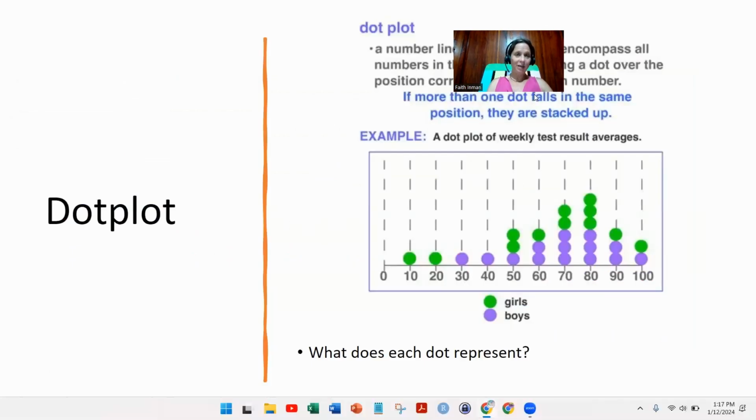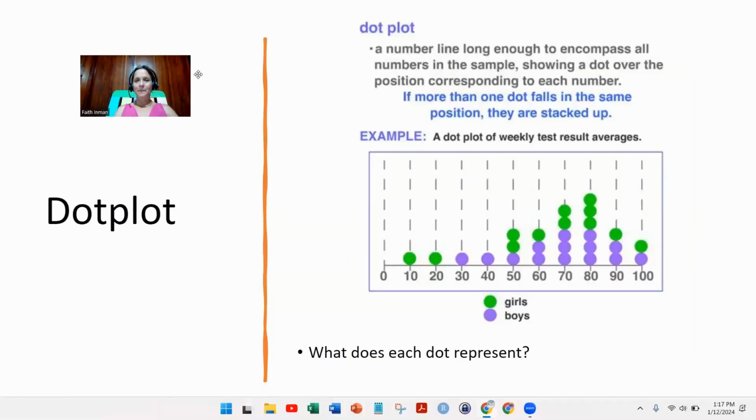Okay, here's another example of a dot plot. So to make a dot plot, you first start by drawing a number line long enough to encompass all the numbers in the sample, and then show a dot over each position corresponding to each number. If more than one dot falls in the same position, they're stacked up.